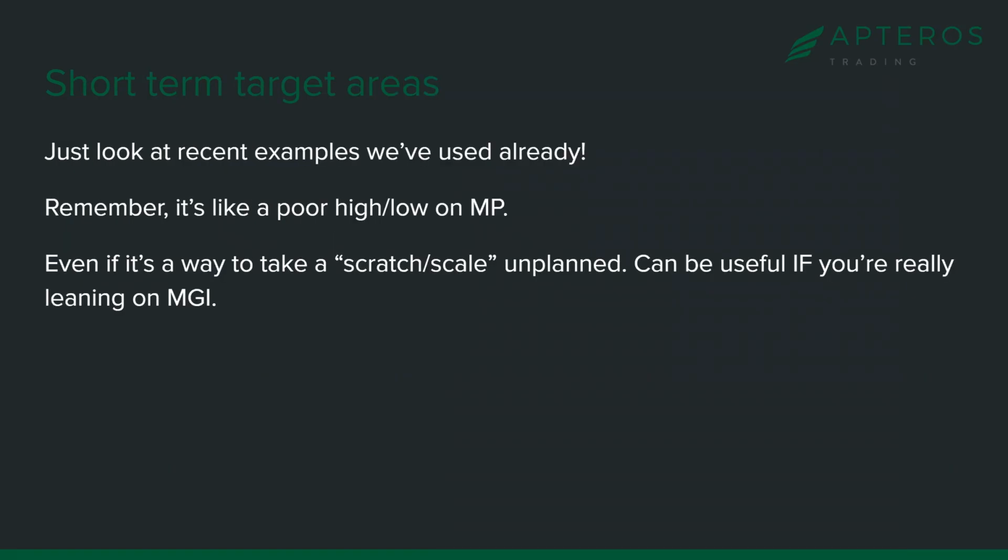Short-term target areas. It could be the opposite, right? Looks like a poor high, stacked incomplete auctions. Those are great places to look for, boom, it's like a magnet. It goes and takes those areas out. I'll use those as places to be on the other side of the trade, taking advantage of the other people stopping out to take profits.